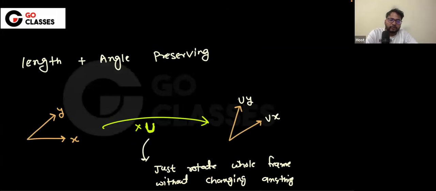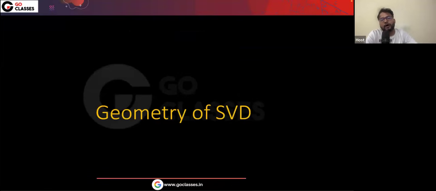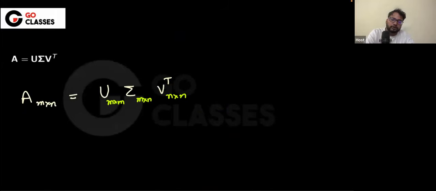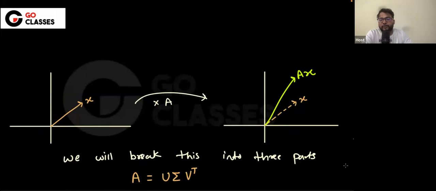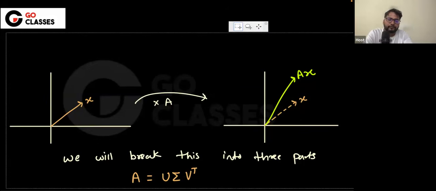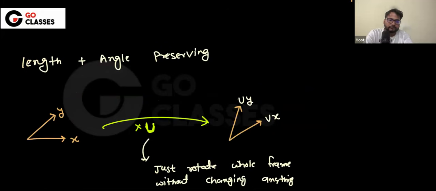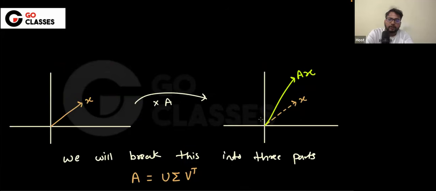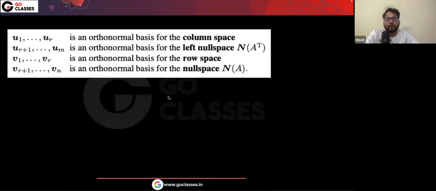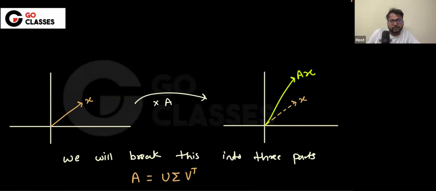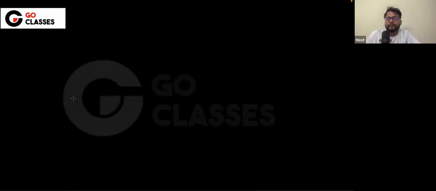So coming back to the topic, which is the geometry of SVD, I mean, how this SVD is behaving. As we told, we will just break this into three parts: U, sigma, and V transpose. So let's just do it. Now, you might remember that we have already talked about this, that these are the bases. These are the bases.